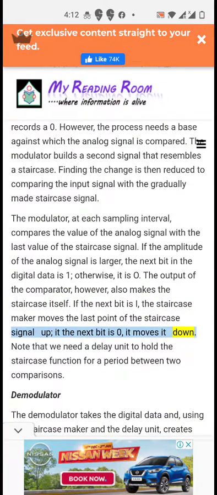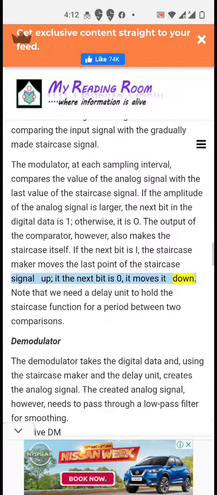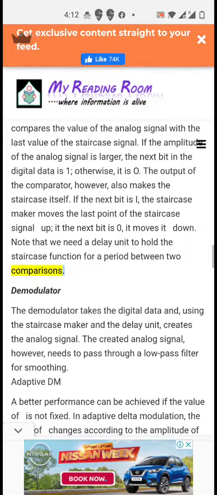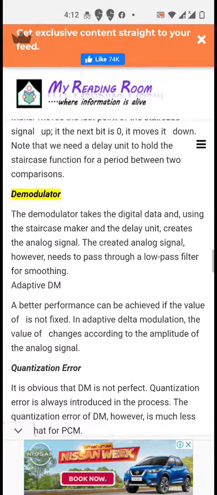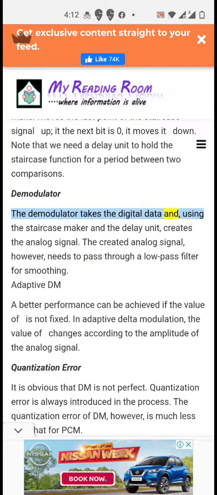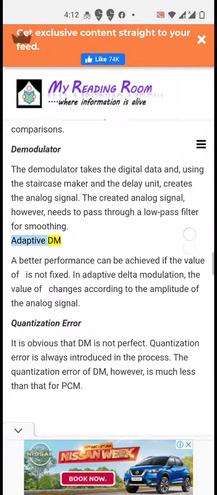If the next bit is 1, the staircase maker moves the last point of the staircase signal up. If the next bit is 0, it moves it down. Note that we need a delay unit to hold the staircase function for a period between two comparisons. Demodulator. The demodulator takes the digital data and, using the staircase maker and the delay unit, creates the analog signal. The created analog signal, however, needs to pass through a low-pass filter for smoothing.